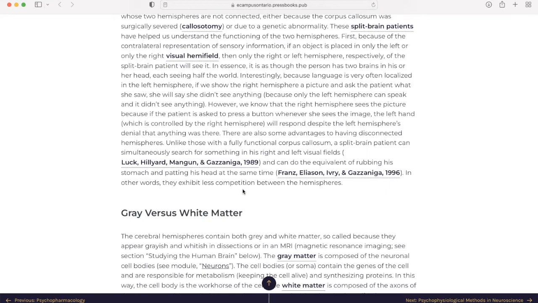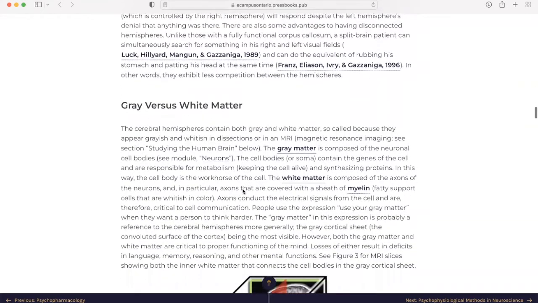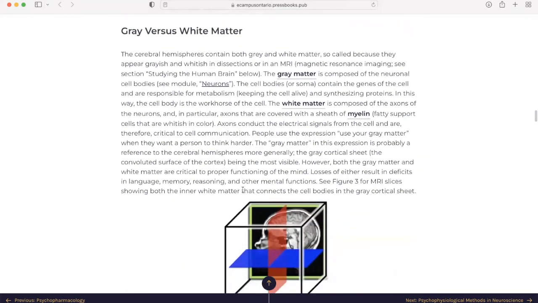So the next learning objective was to distinguish between gray and white matter of the cerebral hemisphere. This is really quite fascinating because once I started reading about that, I'm like, oh, Gray's Anatomy, gray matter. It's all coming together now, isn't it? So the gray matter is composed of the neuronal cell bodies.